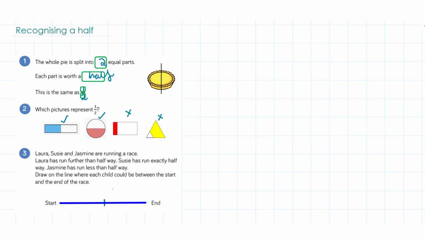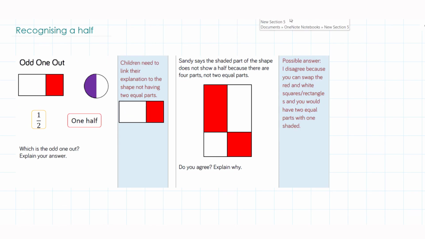For number 3, I'll try to find the halfway point first of all, splitting up the whole line into 2 equal parts. And that's the middle. So halfway and middle are the same. Now that's Susie here. Now Laura has run further than halfway. She's closer to the end than Susie is. She could be anywhere here. Anywhere here is correct. Now Jasmine has run less than halfway. She's closer to the start than Susie. She could be anywhere here. And these are some answers to the problems.